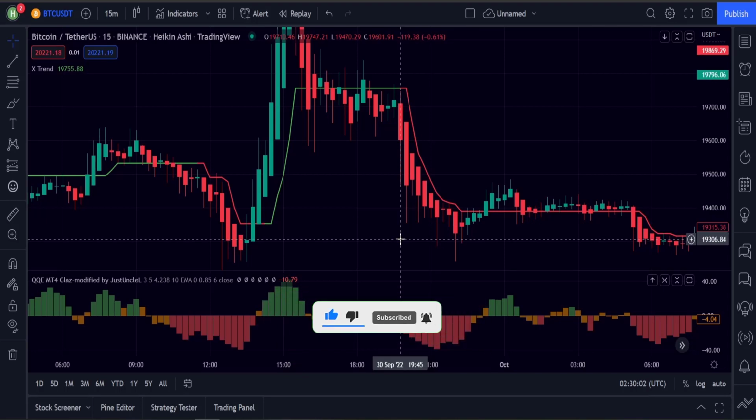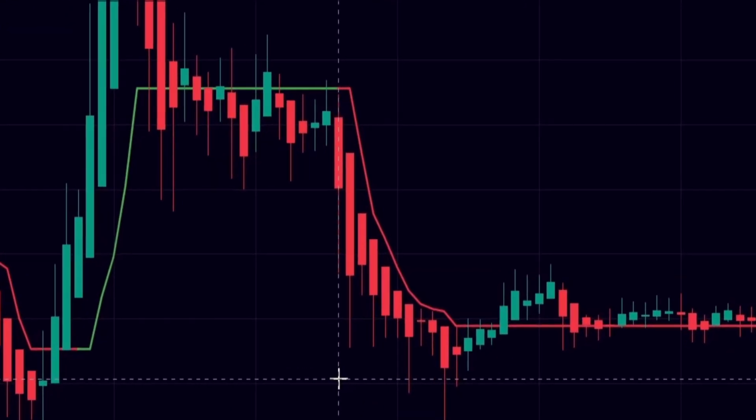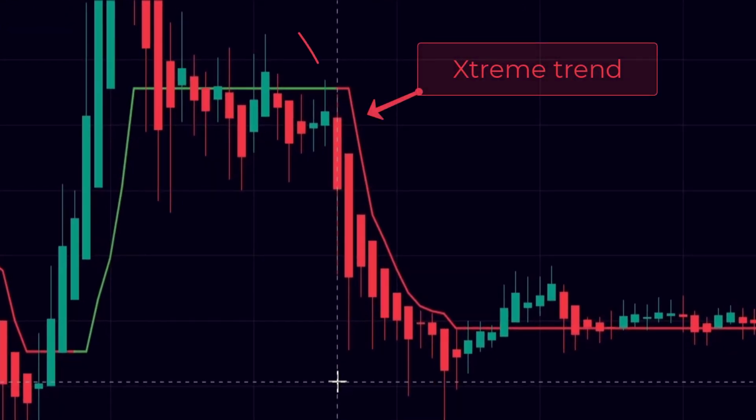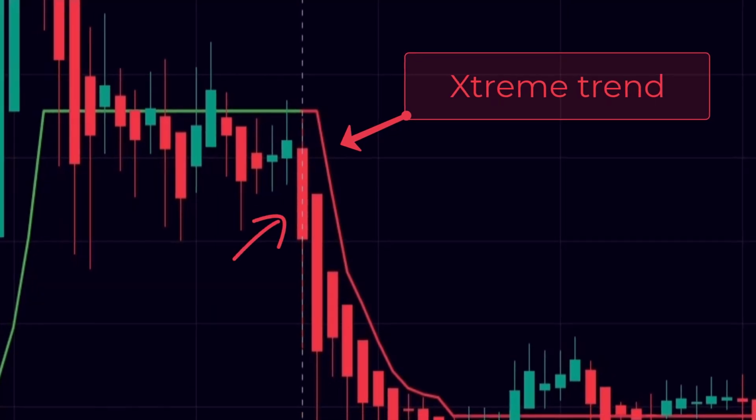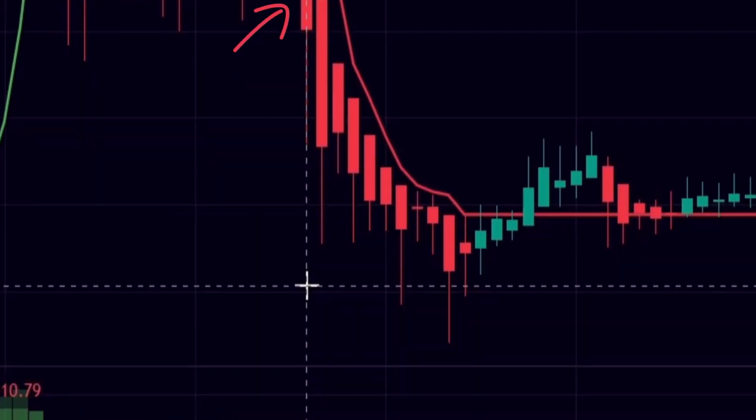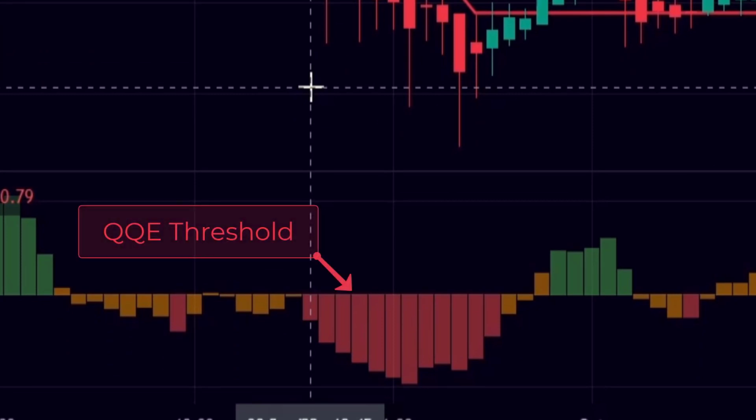So here are the rules for entering a sell trade. Number 1, you want to make sure that Xtreme Trend indicator line changes from green to red, and you also have a red Heikin Ashi candle when this happens. After that, you'll get another confirmation from the QT threshold down here. If the histogram down here is also red, you can enter a sell trade.